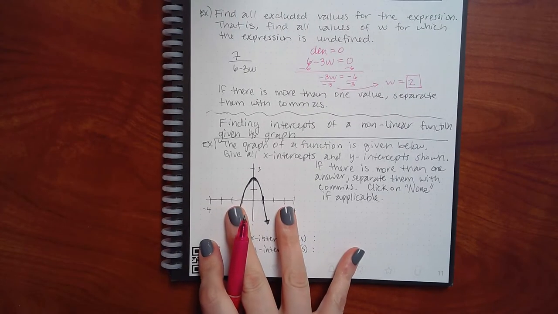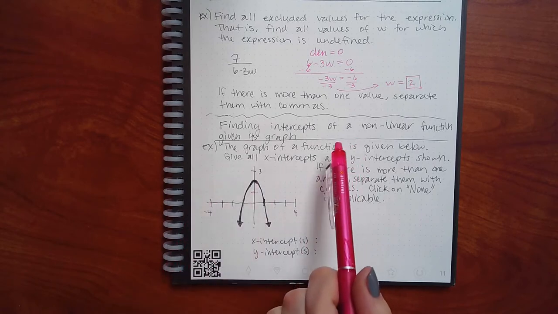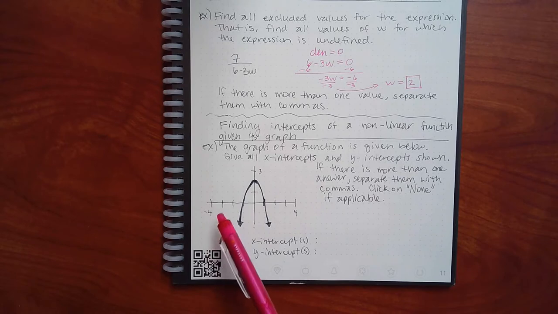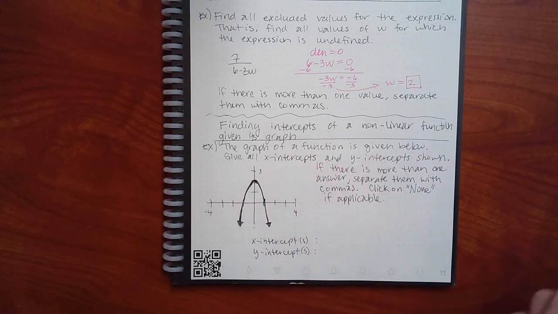So the next thing says finding the intercepts of a nonlinear function. And it's weird because in some of them they do draw lines. So be careful. I know the title says nonlinear, so you think none of the pictures are going to be lines. But as I was going through all the different versions, I saw that some of them are lines. But not all of them, which I'm guessing is why they put nonlinear. But here they want us to find the x-intercepts and the y-intercepts. And if it doesn't have an x-intercept or a y-intercept, then you just click on the button none, okay?